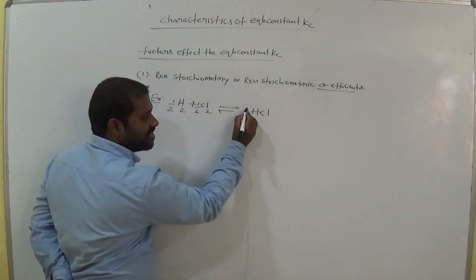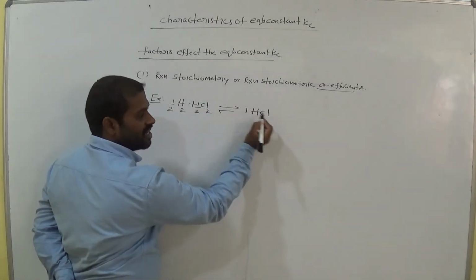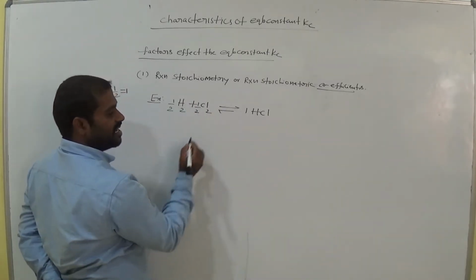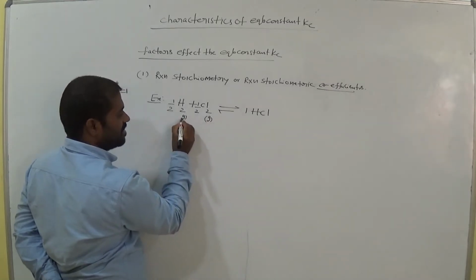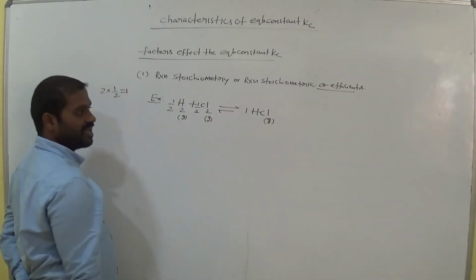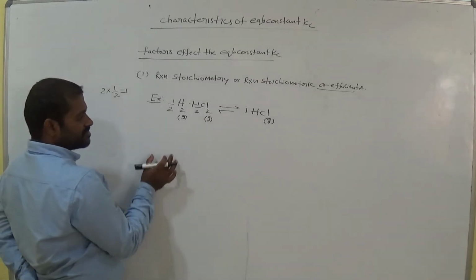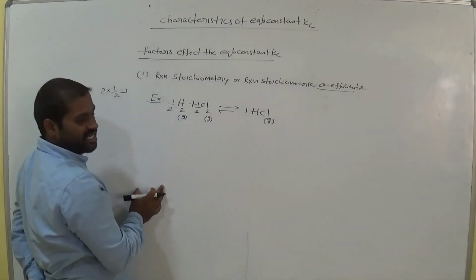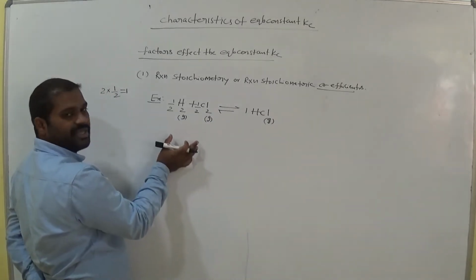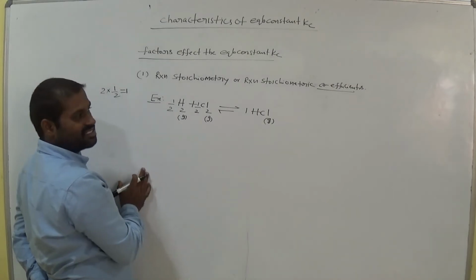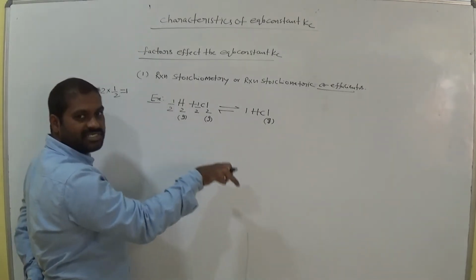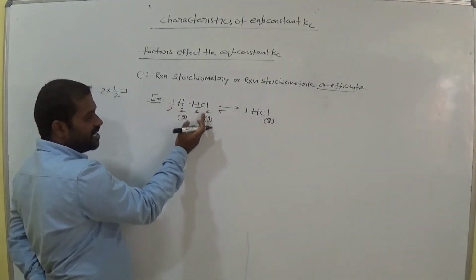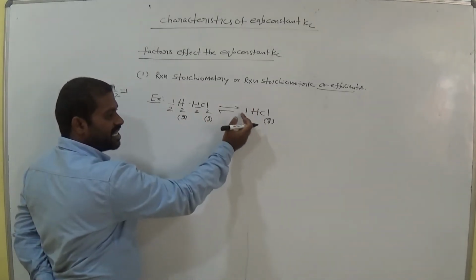Come to the right hand side. How many hydrogens? 1 hydrogen, 1 chlorine. So is it a balanced chemical equation? And it is a reversible reaction, and it is a gaseous chemical equilibrium. Now it is a stoichiometric balanced equation. A balanced equation is called a stoichiometric balanced equation. Now what are the stoichiometric coefficients here? Stoichiometric quotient of H2 is 1/2, of Cl2 is 1/2, of HCl is 1.